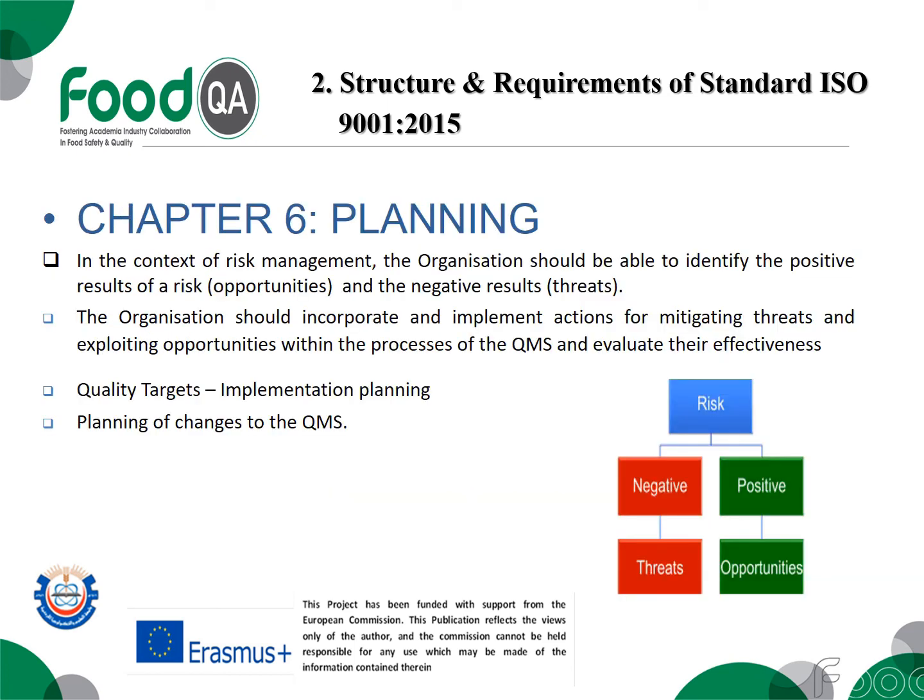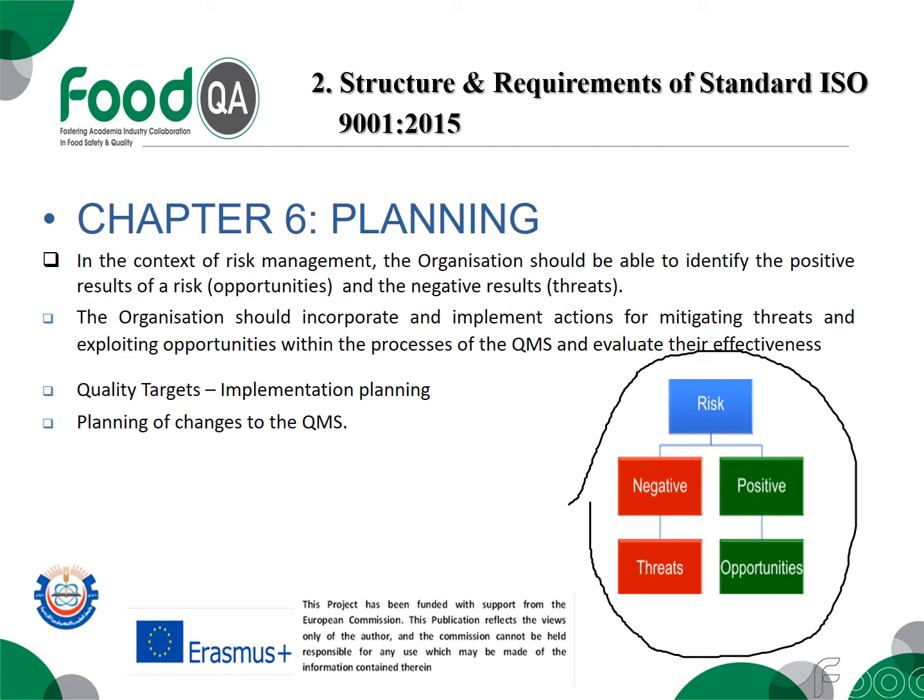Chapter 6, or standard number 6, planning. In the context of risk management, the organization should be able to identify the positive results of risks, or opportunities, and the negative results, or threats. This can be shown here in the demonstration. The risk could be either positive or negative. If it's positive, it's related to opportunities. If it's negative, it's related to threats.